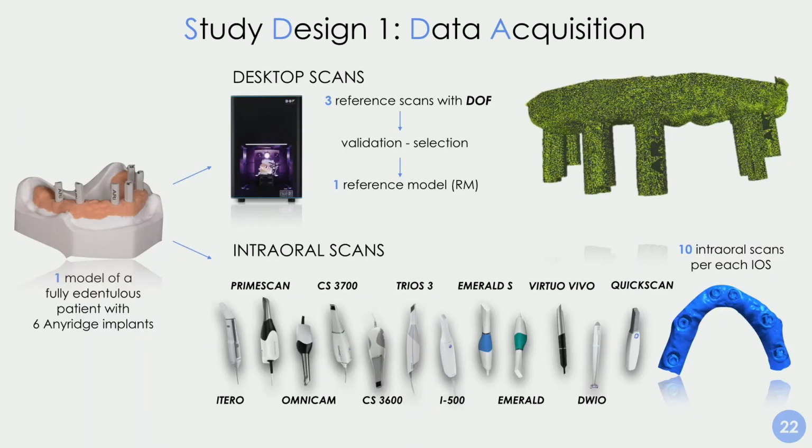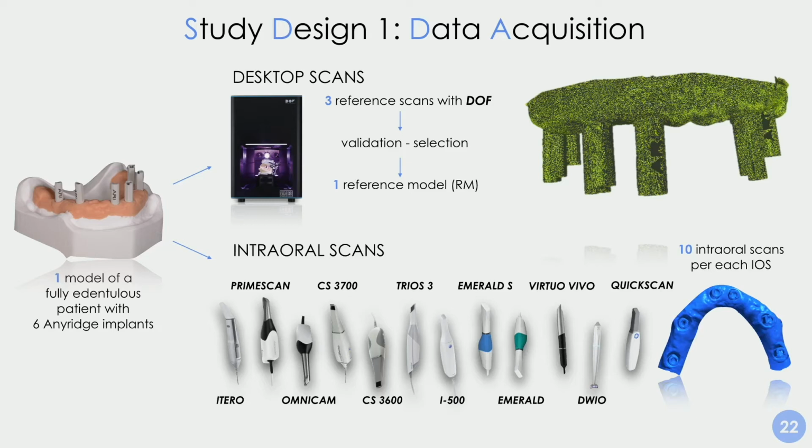So this was the design of the study: data acquisition. We captured some reference scans, we validated them, we selected one reference virtual model, and then I captured in person 10 different scans for the full arch with each of the intraoral scanners investigated in this research. So a total of 120 meshes that need to be compared and superimposed to the reference file in order to understand the overall trueness. So the trueness was the main outcome variable for this study.